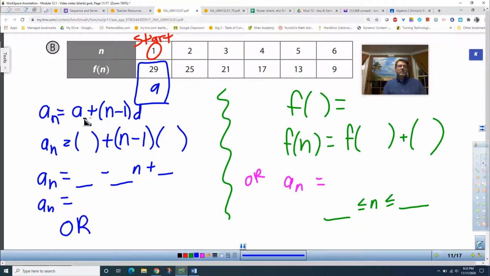Okay, so here we go. This is explicit on the left, recursive on the right.